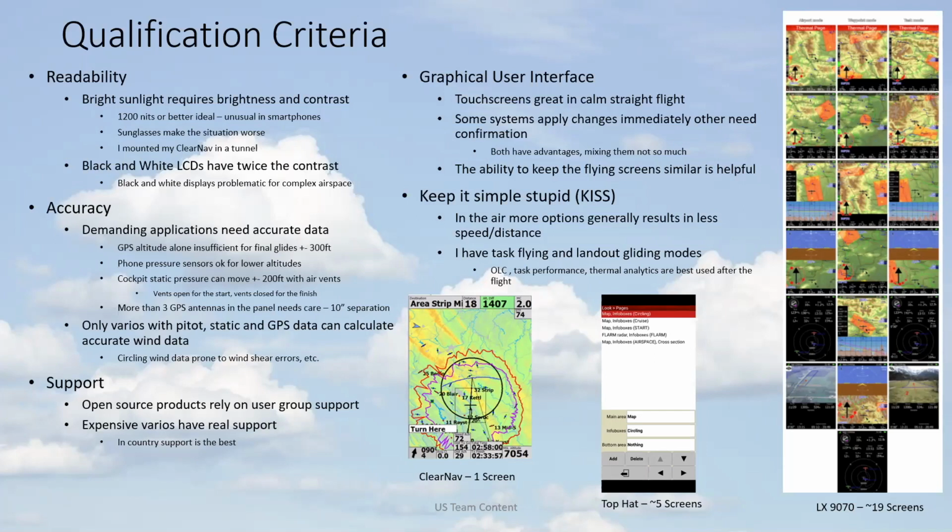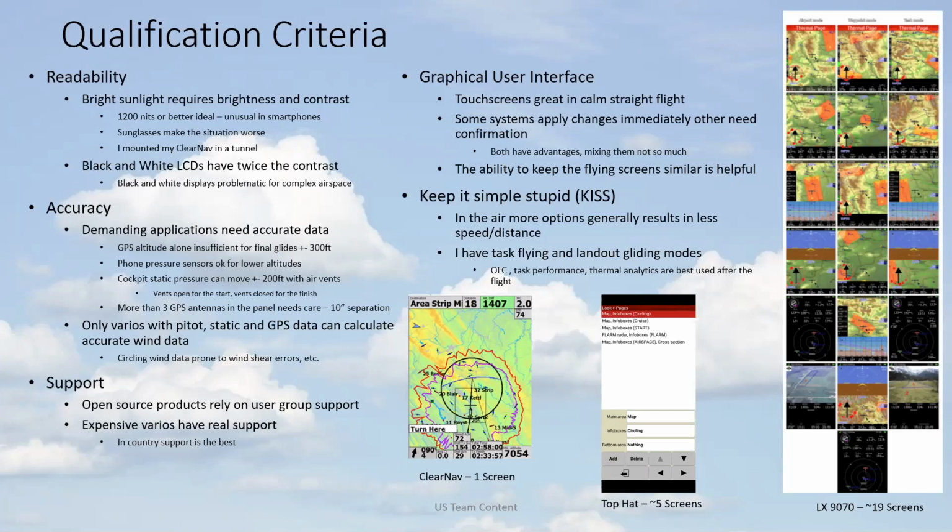In the middle, I've got my Top Hat configuration where I have 5 different screens. And you'll see I've got one for circling, cruising, starting, a FLARM radar one, and then one for more details on airspace. I don't think I would ever need more than that, but that's a significant difference from the ClearNav where you have the one screen.